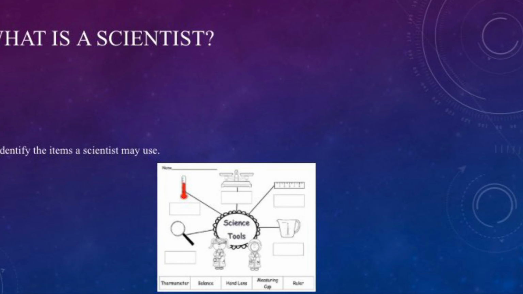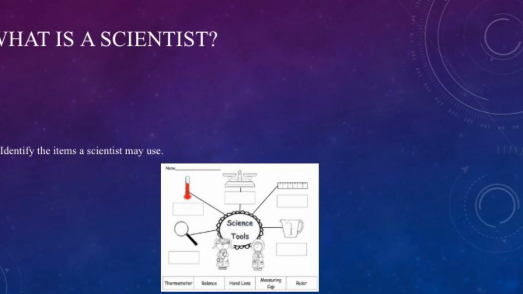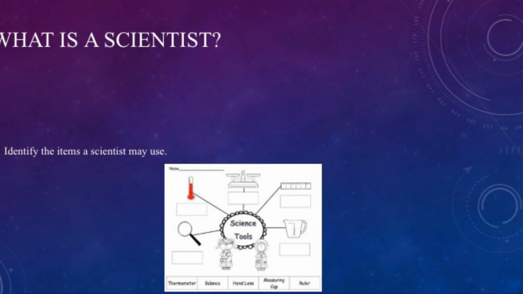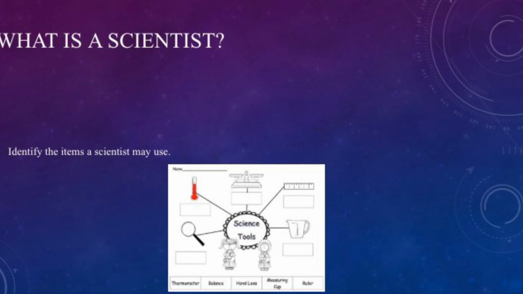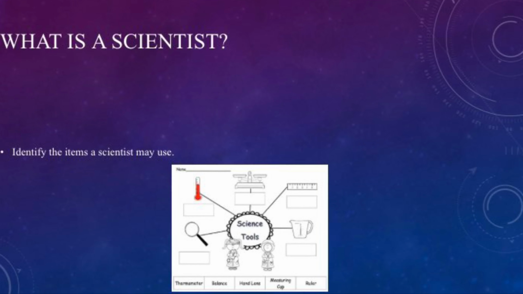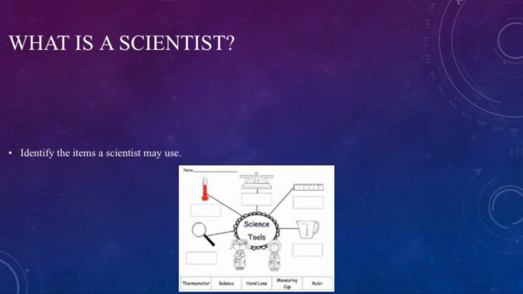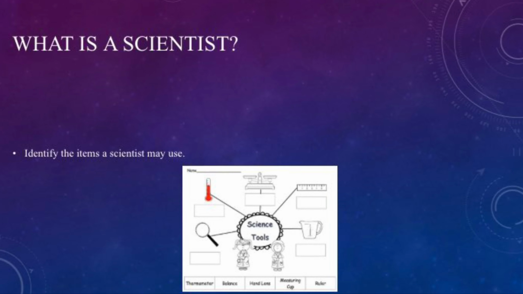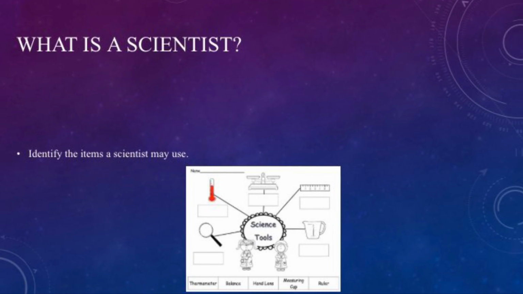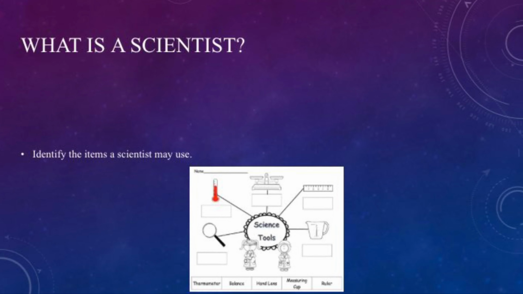After looking at the video, on the next slide you will see the worksheet. And on this worksheet it says identify the items that a scientist may use. I will start first. In the right corner you see a measuring tape. What do scientists use this measuring tape for?